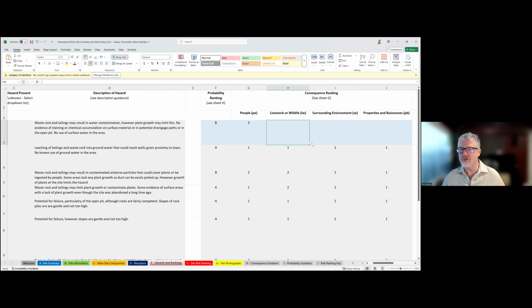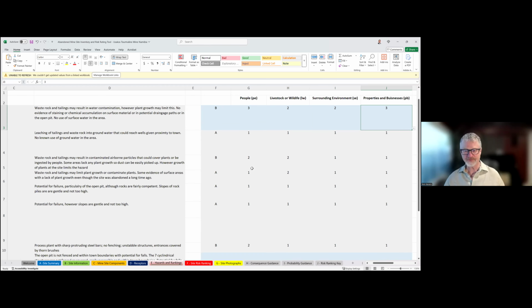So what's the common consequence to livestock or wildlife, given little usage on the site, but still potential? I'm going to say 2. To the surrounding environment, it is close to riverways, so this is decisions that you would have to make, but I'm going to give it a 2 there. And the properties or business, again, they're really close to the area, but there is really limited water coming off of that site. So maybe I'll choose 3 here. I'll go a little bit higher.